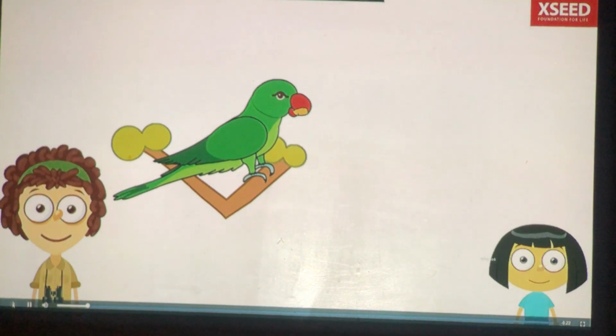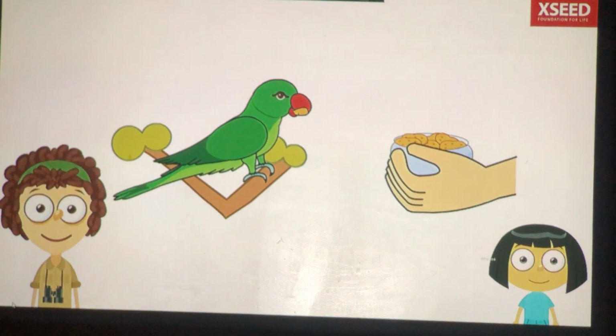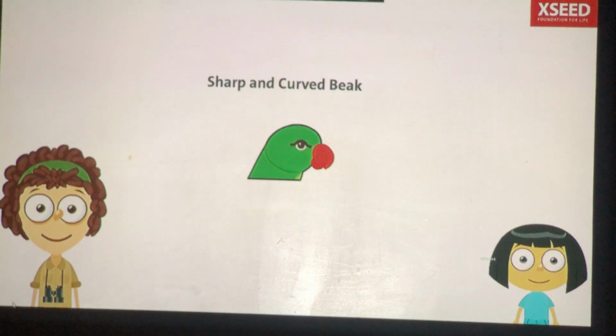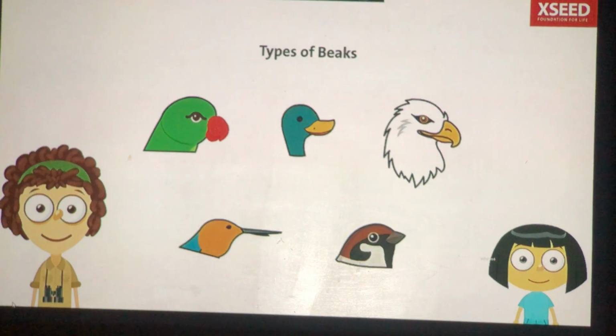I hope all of you have finished answering. Mia, show your answer. The parrot has a sharp and curved beak. Great job, Mia. Different birds have different types of beaks that help them in eating and catching food.